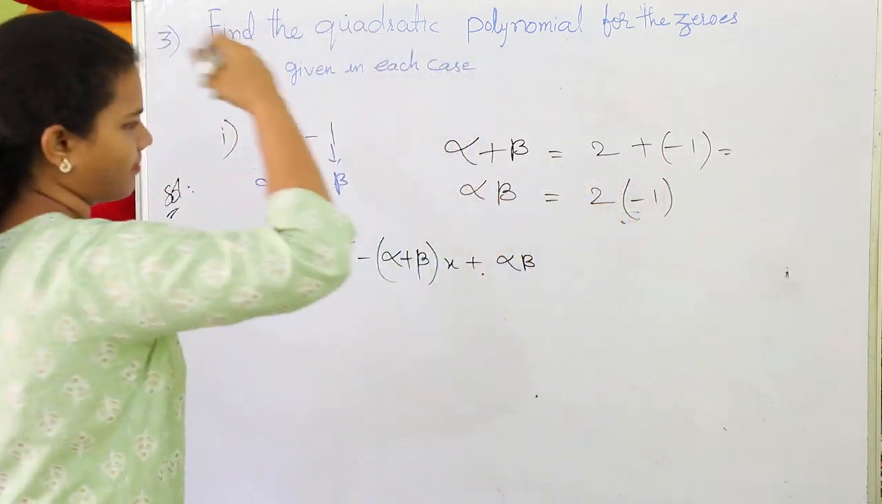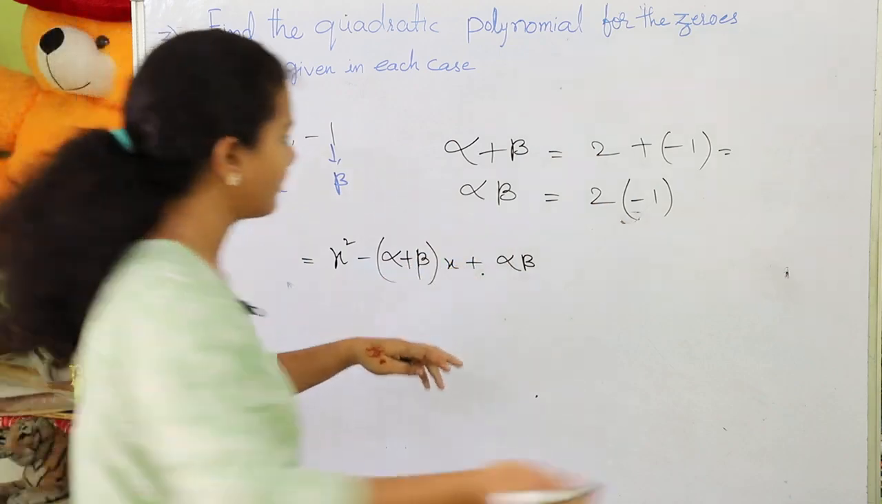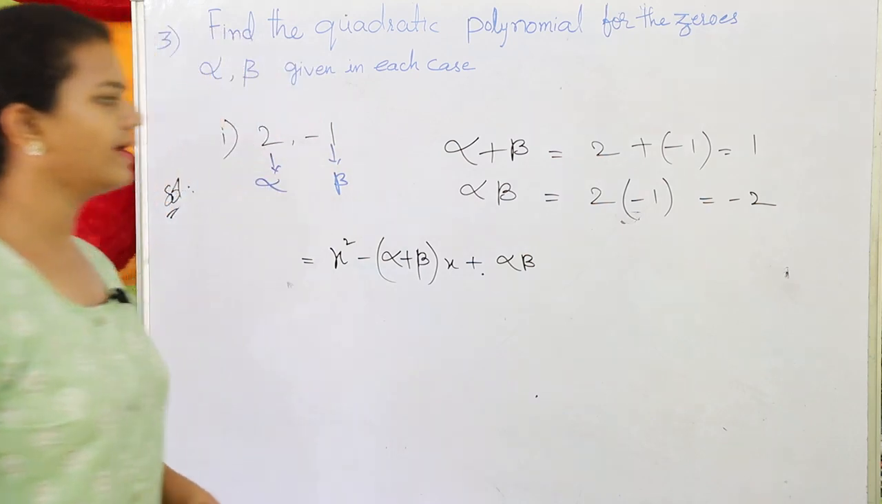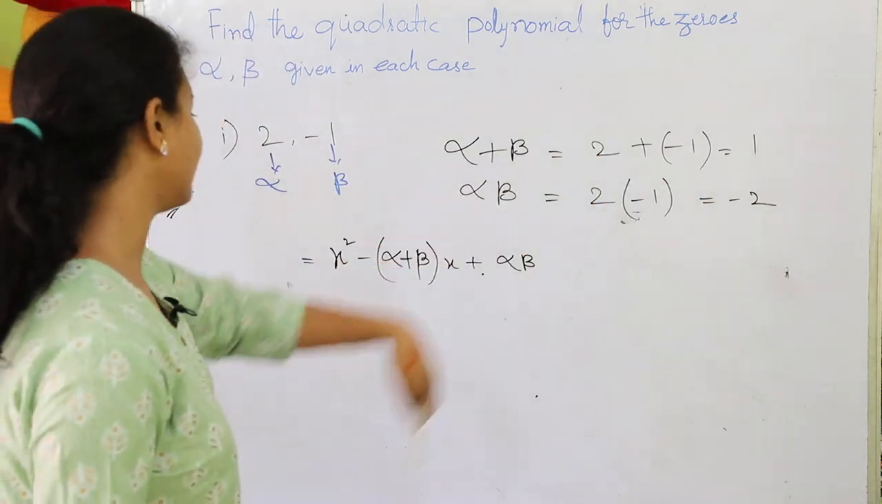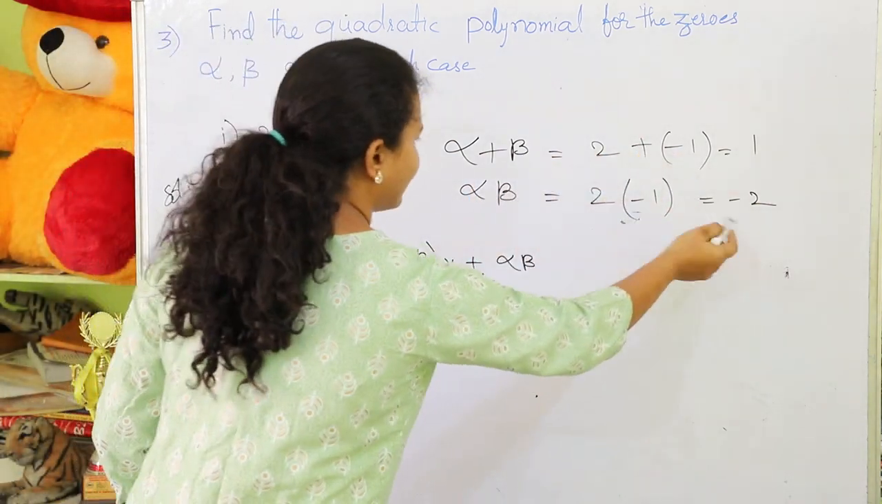Here 2 plus of minus 1, plus into minus is minus, so 2 minus 1 is 1. And 2 into minus 1 is minus 2. So we got the alpha plus beta value as 1 and the alpha into beta value as minus 2.